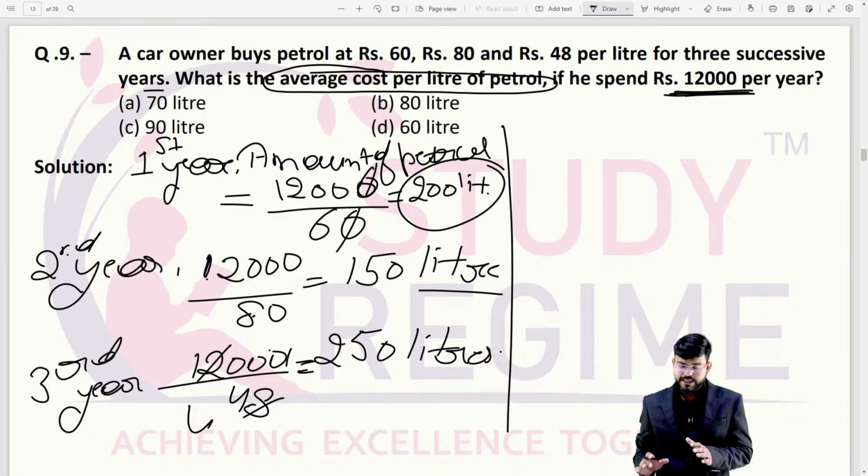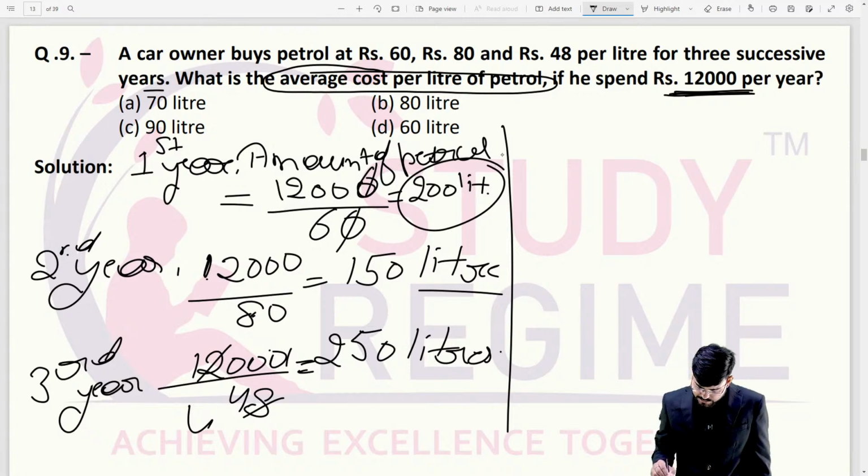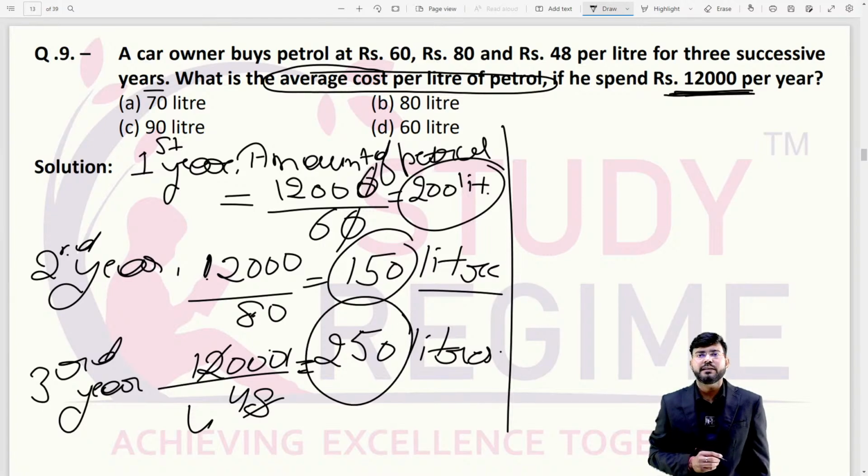Since he is spending 12,000 per year, I am just calculating the amount of petrol he is purchasing at a cost of 60, 80 and 48. So during the first year he purchased 200 liters of petrol. In the second year he has purchased 150 liters of petrol. In the third year he has purchased 250 liters of petrol. So I just want to find the average cost per liter of the petrol.